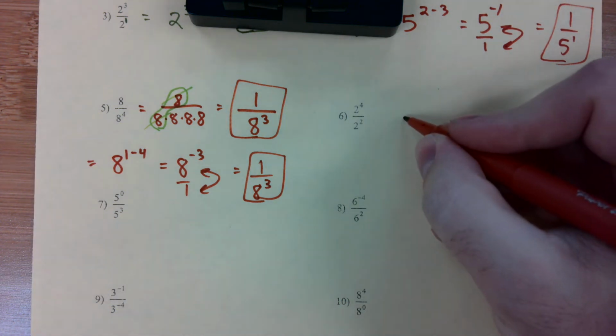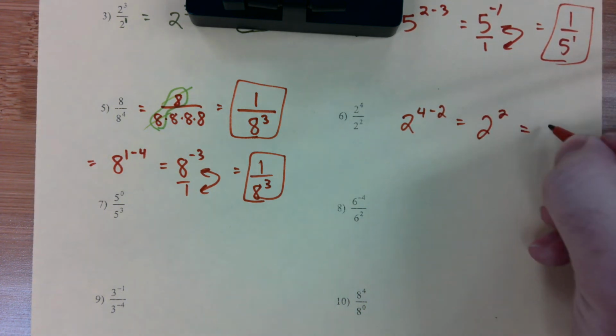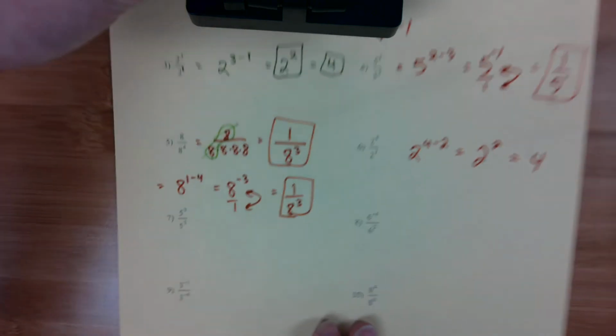2 to the 4th over 2 to the 2. 2 to the 4 minus 2 gives us 2 to the 2. And that's 4 again. Just like in number 3.